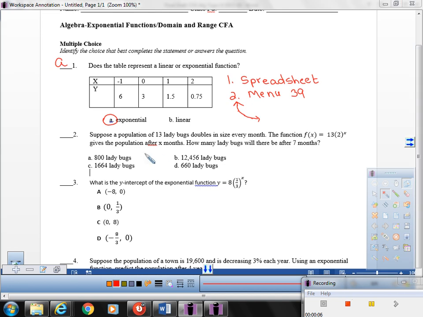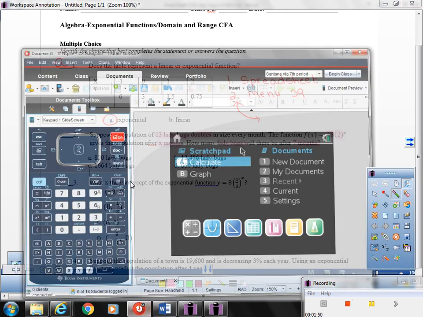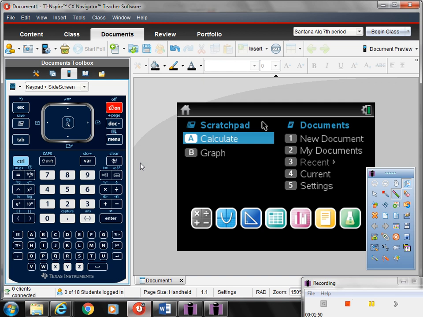Now this is the one I had to go back and fix. It said, suppose the population of 13 ladybugs doubles in size every month. And then they gave you the function. They started with 13, and then they're multiplying by 2 because they said it doubled. It gives the population after X months. How many ladybugs will there be after 7 months? So this one was easy. Those of you who made 100, what did you do? How do you solve this problem?